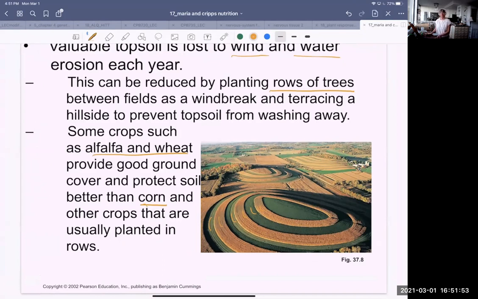So there are ways of growing crops to preserve soil and to prevent erosion.